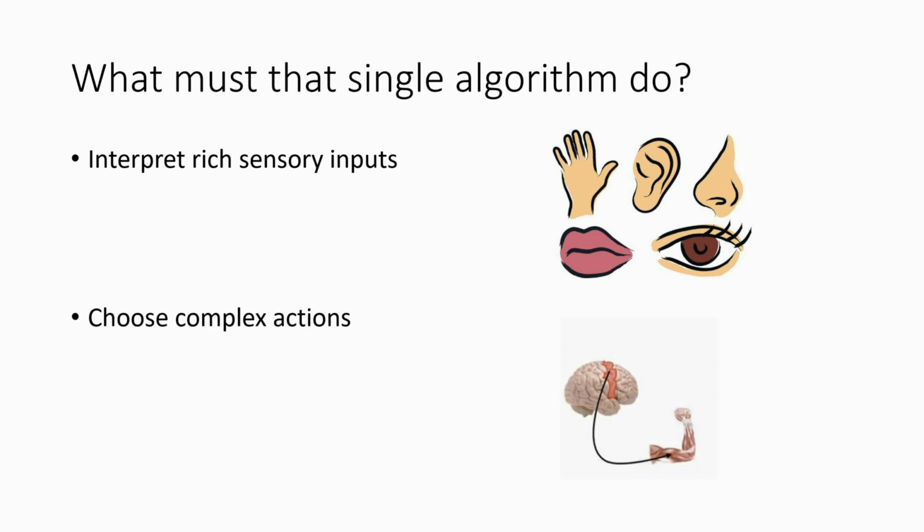But there's another thing it needs to be able to do. It needs to be able to choose complex actions. It needs to be able to interpret those sensory signals, run them through some complicated processing, and come out with a solution to a problem that requires rational behavior. And reinforcement learning is what gives us the mathematical formalism for this.